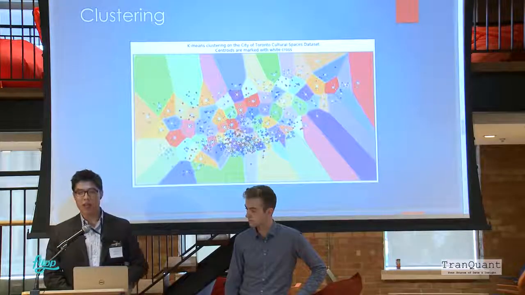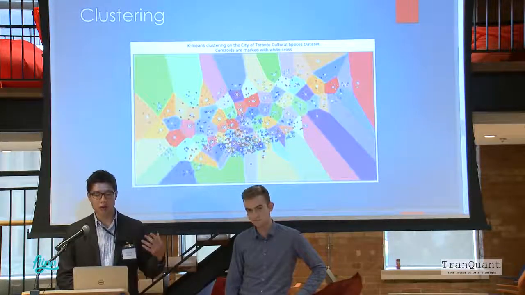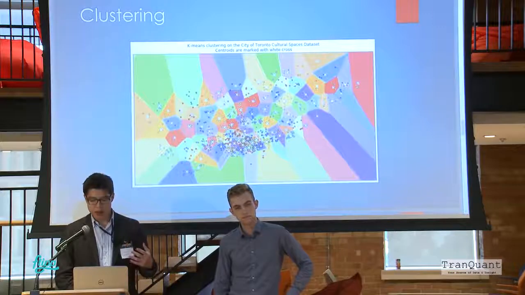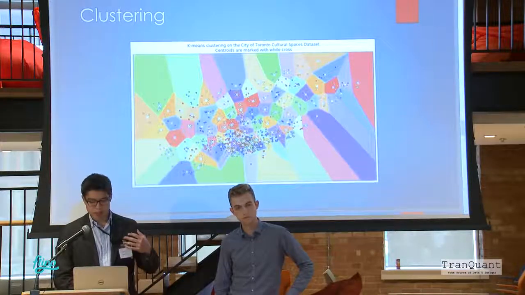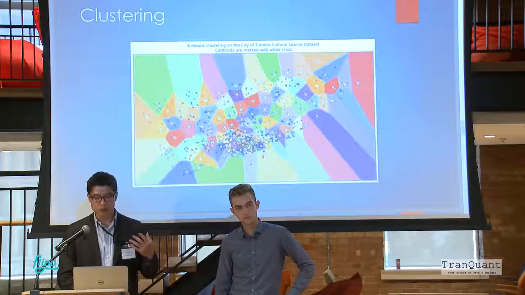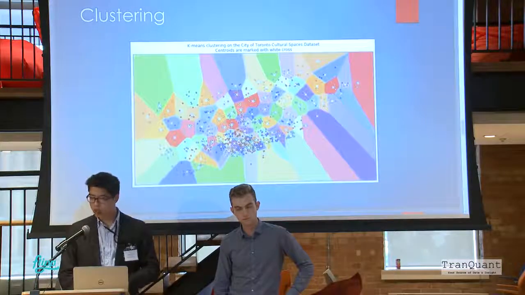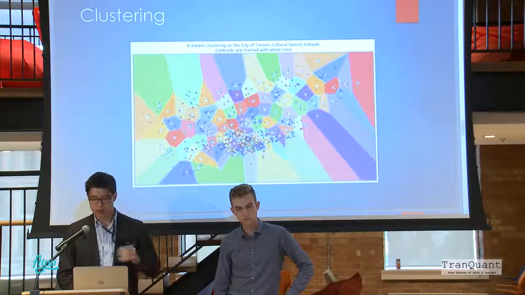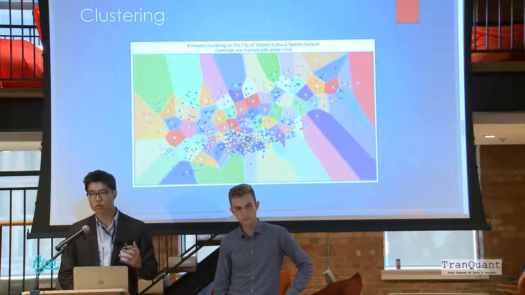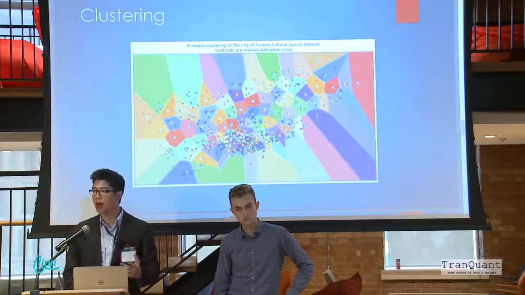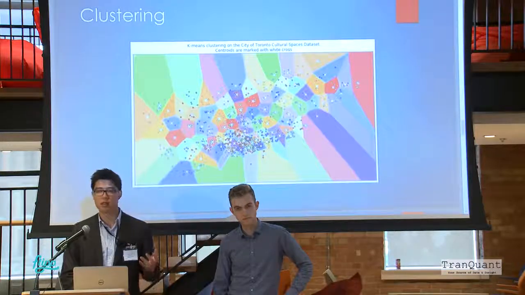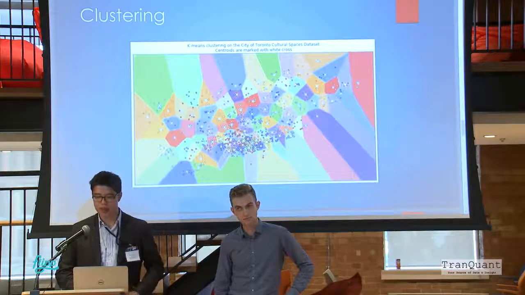This is just a nice graphic to show you how k-means works. Here, we essentially divide the region of the city of Toronto into these many colored regions. The white marks represent the centers. So here, we can see that the clustering works to some degree to identify structure in this data set.